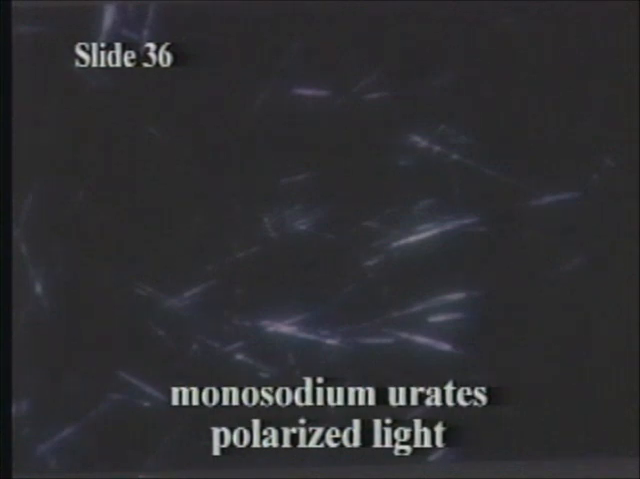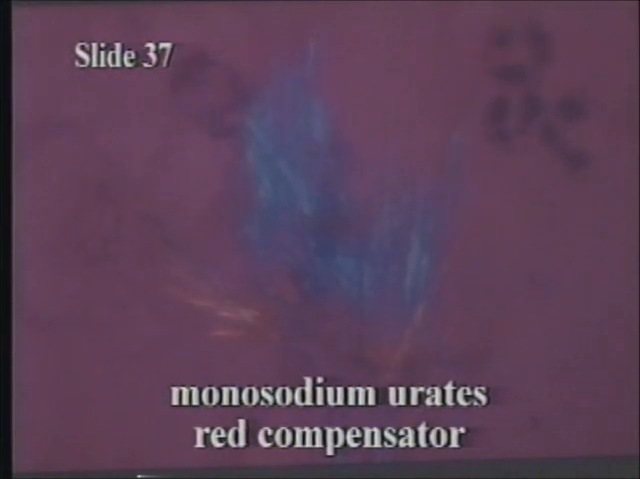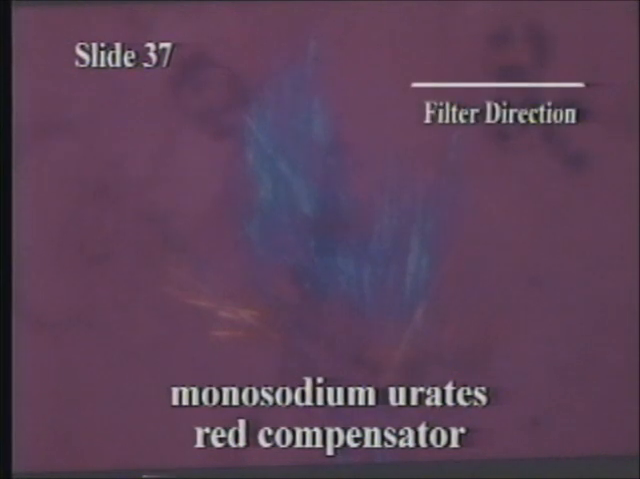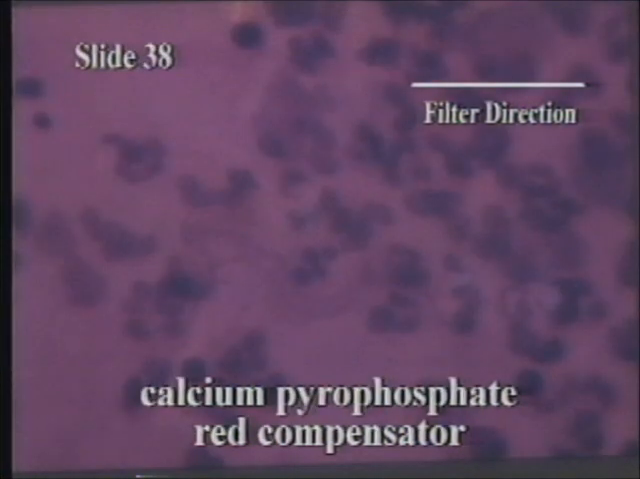These are monosodium urate crystals under polarized light. The needle shape is characteristic, but they may be very small. These are urate crystals viewed with a red compensating filter. Urates are yellow when their long axis is parallel to the direction of the red compensating filter. They will be blue when they are perpendicular.